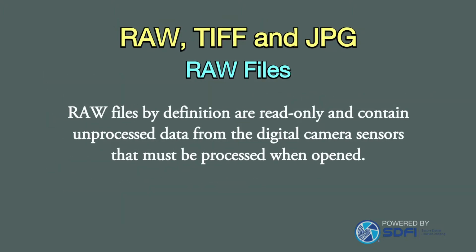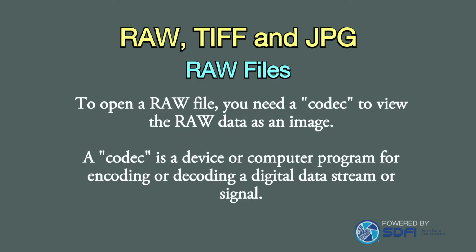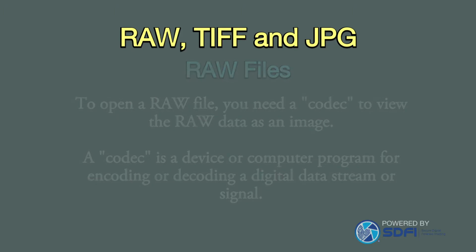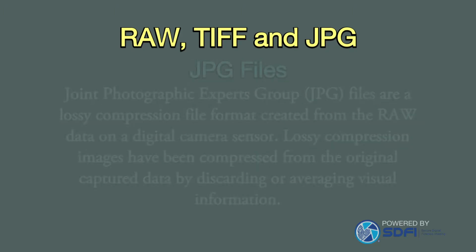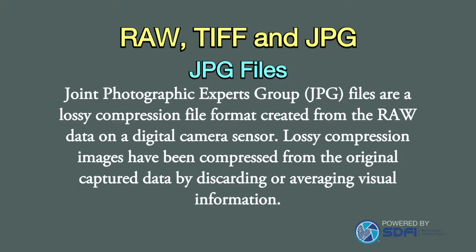RAW files, by definition, are read-only and contain unprocessed data from the digital camera and camera sensors. RAW files are considered digital negatives, and this type of file must first be processed before they can be opened and viewed as an image. To open a RAW file, a codec is required to view the raw data as an image. A codec is a device or computer program for encoding or decoding a digital data stream or signal. TIFF, or Tagged Image File Format, is a lossless compression image format. That means that no data from camera sensors are lost when converting raw data into the viewable image format. JPEG, or Joint Photographic Experts Group, files are a lossy compression file format created from raw data.